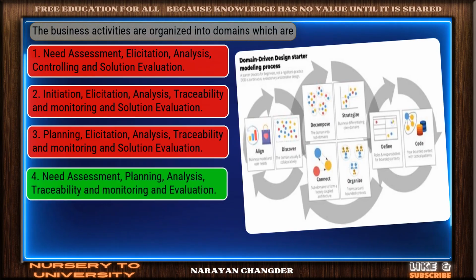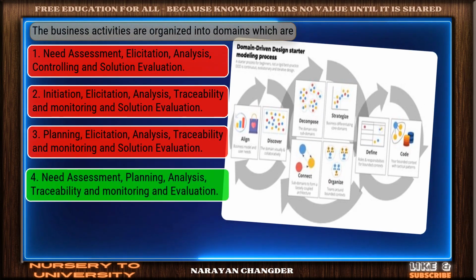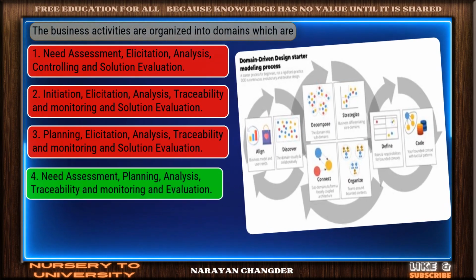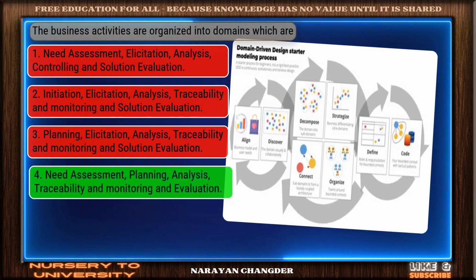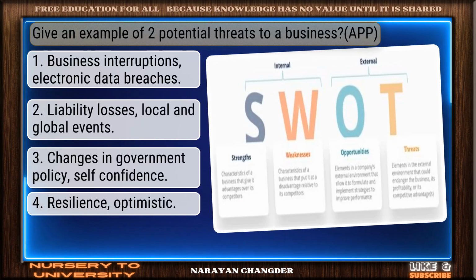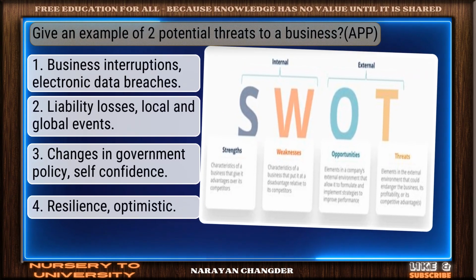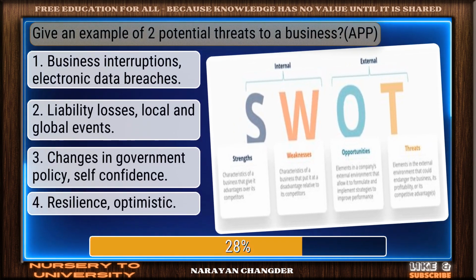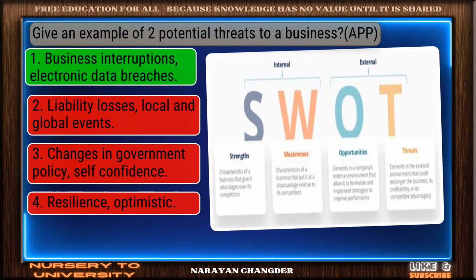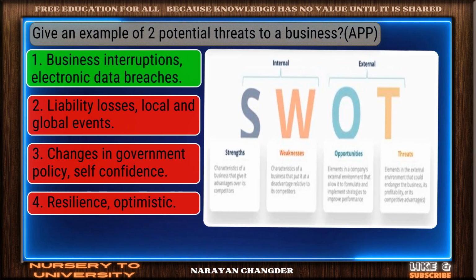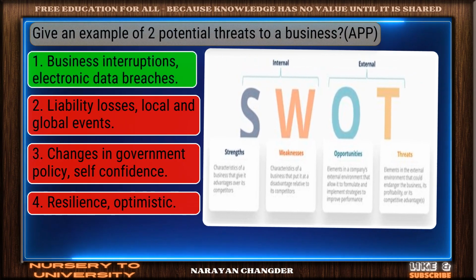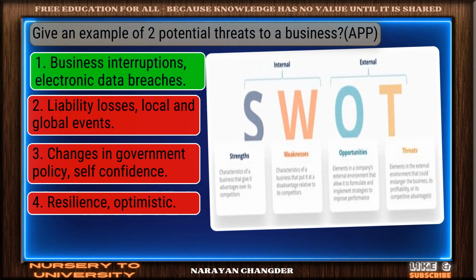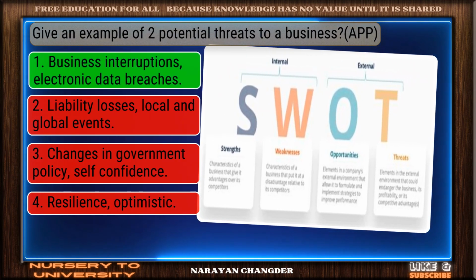You chose need assessment, planning, analysis, traceability, and monitoring and evaluation. And it is correct. Question number 39. Give an example of 2 potential threats to a business. Well reasoned. Business interruptions, electronic data breaches is the correct choice.